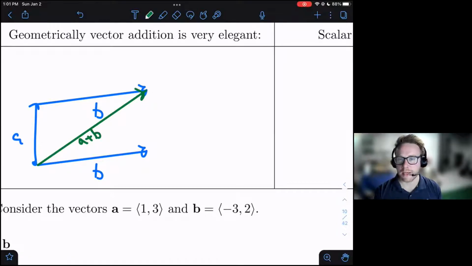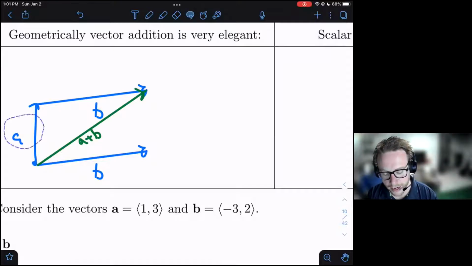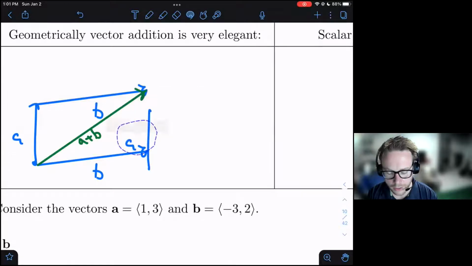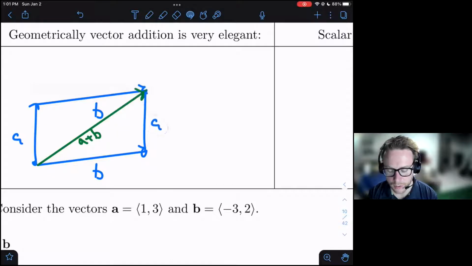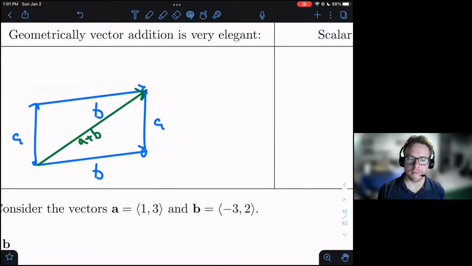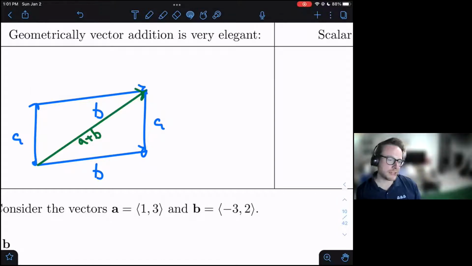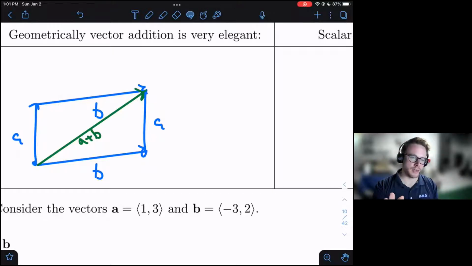This is also very nice because you can clearly see, given this picture, that it doesn't matter if you do A plus B or B plus A. The fancy math word for that is that it's commutative. If I take a copy of A here, and I travel along B first, and then I travel along A, we can see that you end up at the same spot. That is, A plus B is equal to B plus A. And you get this nice parallelogram, and A plus B is actually the diagonal of this parallelogram generated by vectors A and B.